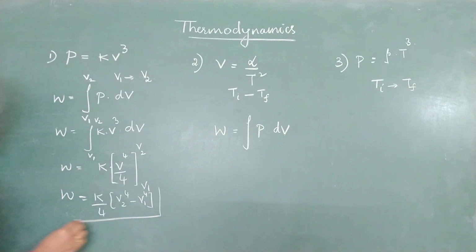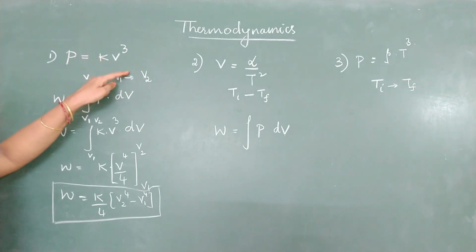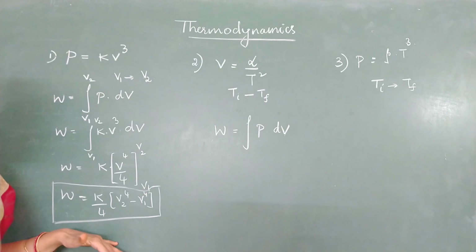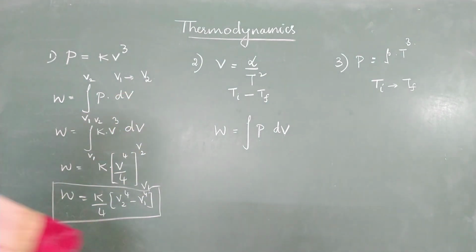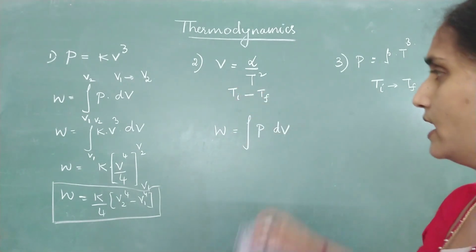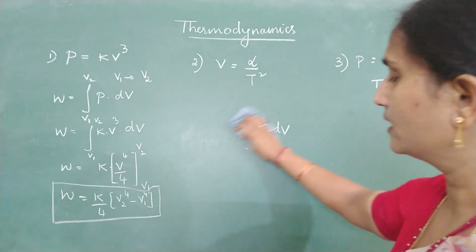So this is a simple equation for calculating the work done, where pressure is a function of volume. When you get pressure as a function of volume, it's very easy to evaluate the work done. Now come to the second bit. Here pressure is not given. Volume is a function of temperature. In such a case, let's see how to evaluate the work done.